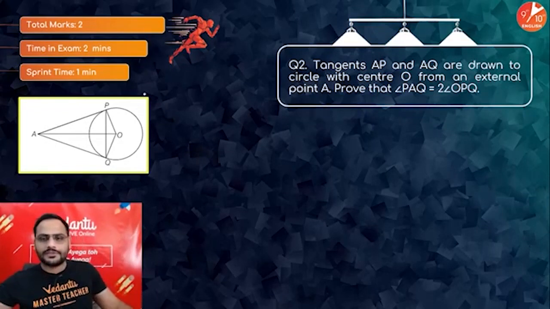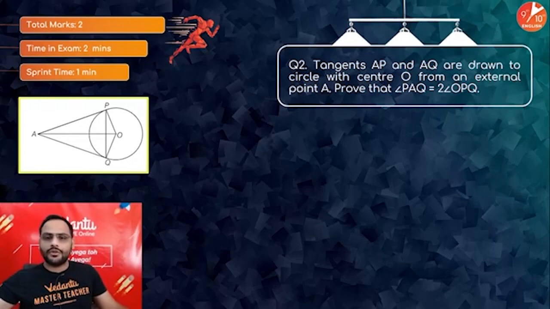Okay, next question. Tangent AP and AQ are drawn to a circle with center O from an external point A. Prove that angle PAQ. Guys, where is angle PAQ? PAQ is this angle. Angle PAQ is twice of angle OPQ. This angle we need to find out the relation.